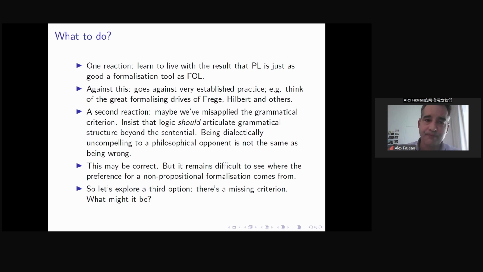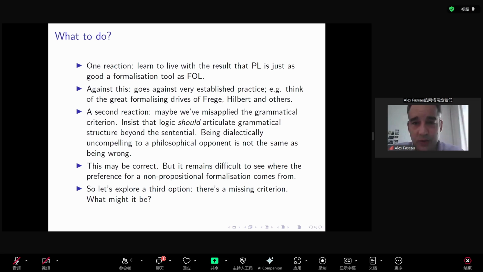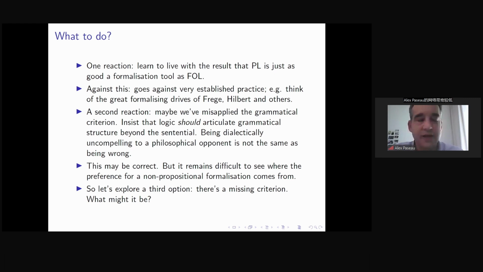Okay, so one reaction is to learn to live with this result: that propositional logic is, in fact, despite what we all thought, just as good a formalization tool as first order logic. That would be one reaction. I think that's a very extreme reaction, quite a radical reaction. I don't think it's the right approach. It goes against very established practice. Think of the great formalizing drives of Frege, Hilbert, and others. Those could not have happened in propositional logic.